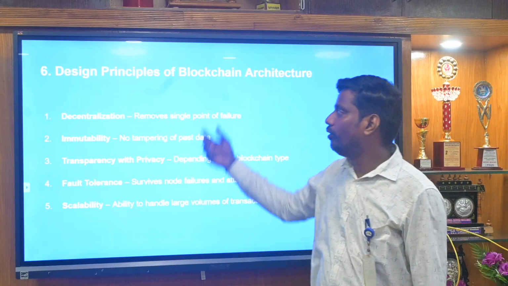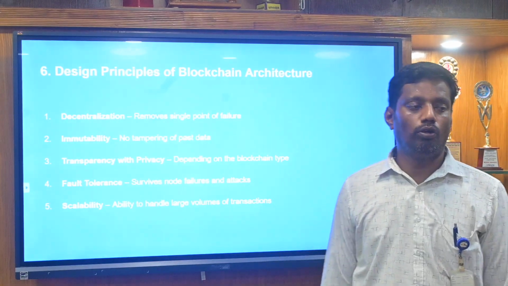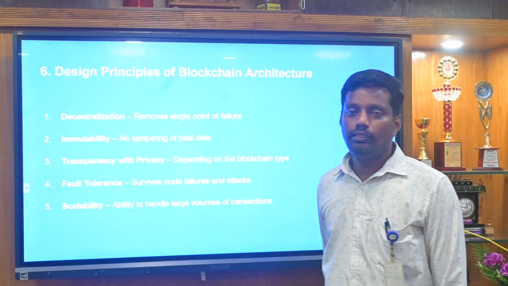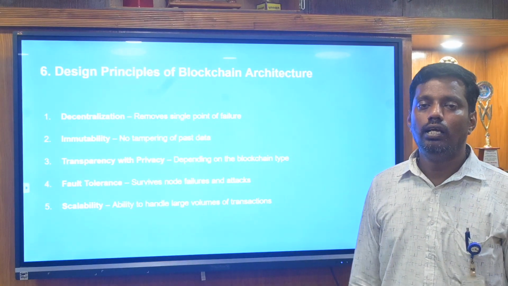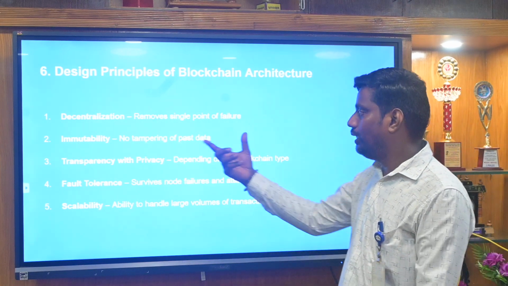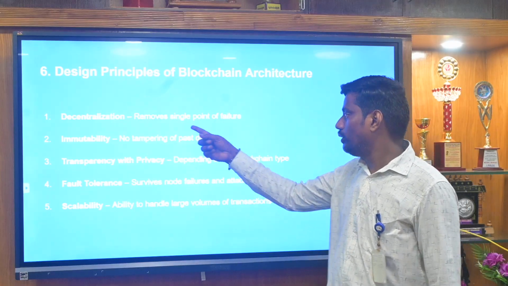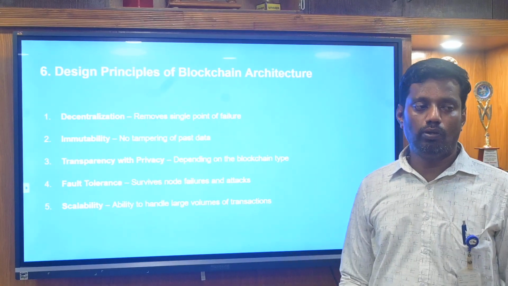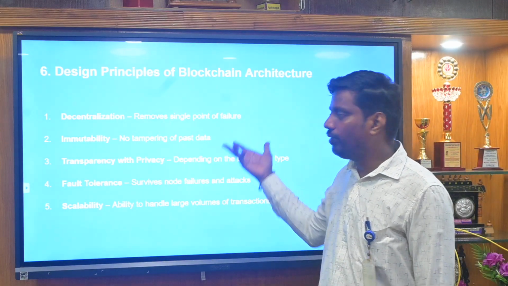And the last point we are going to see is the design principles of the blockchain architecture. When you take the design principles of an architecture, we have the decentralization mechanism. Blockchain is one of the main points we need to discuss, that is, the decentralized mechanism. It removes single points of failure. If you try to make any changes in that, it is not possible. That is, it removes a single point of failure.